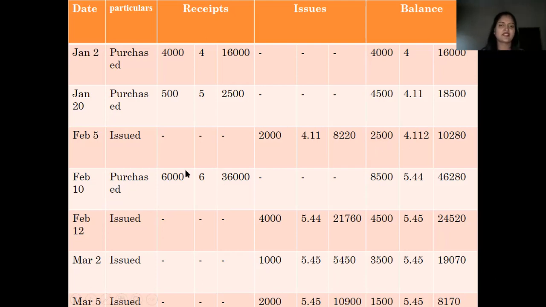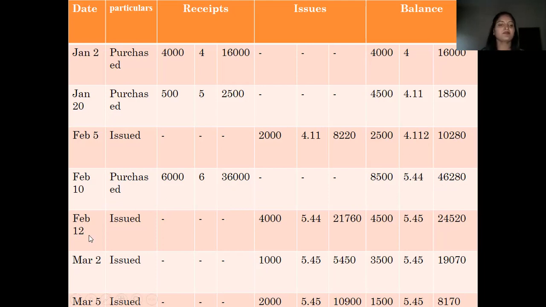2,500 plus 6,000, you will be getting 8,500. Again, 10,280 plus 36,000, add them, you are going to get 46,280. Now we need to calculate the cost per unit. 46,280 divided by 8,500, you will be getting the cost per unit as 5.44.